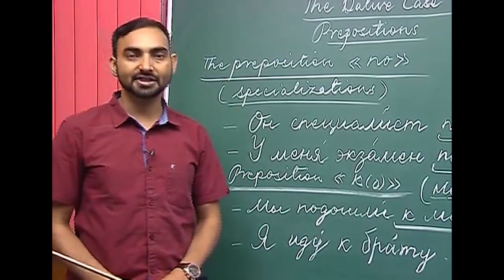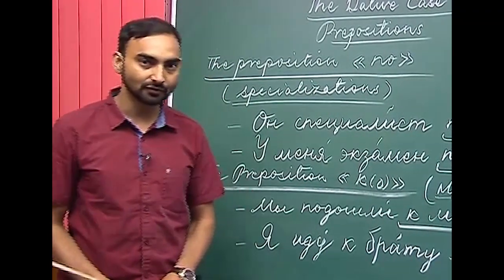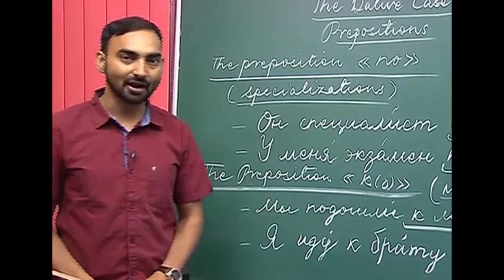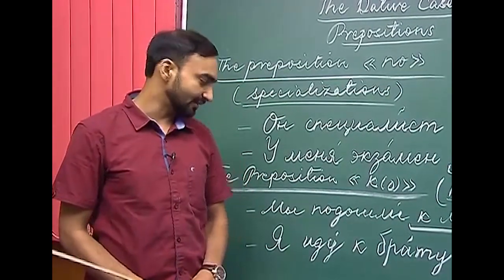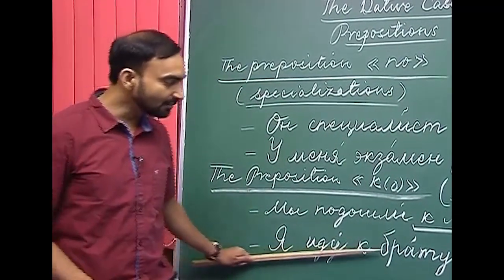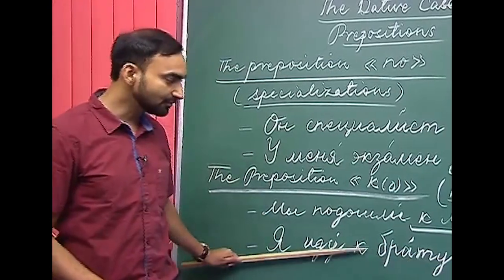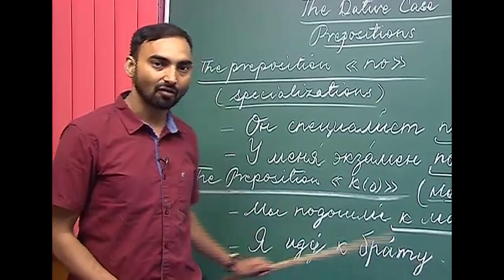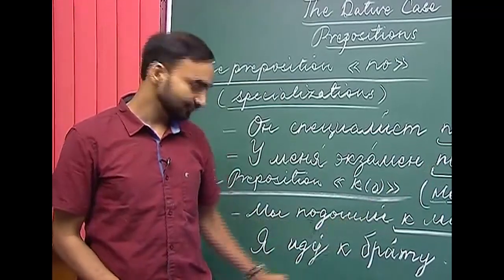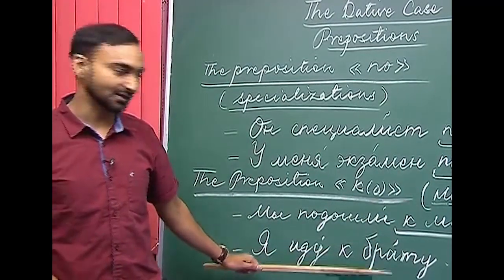Since the question has an interrogative word kamu, we will use an animate noun in the answer in the dative case. Ya idu k bratu. I am going to my brother's place, or I am going to my brother's. That is how we say in English.